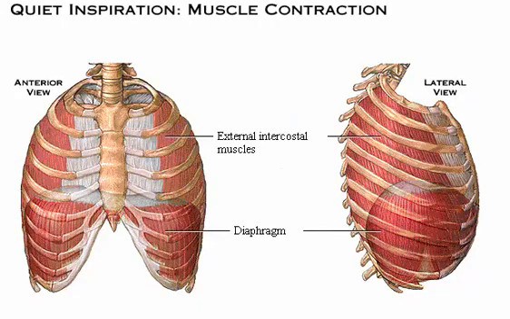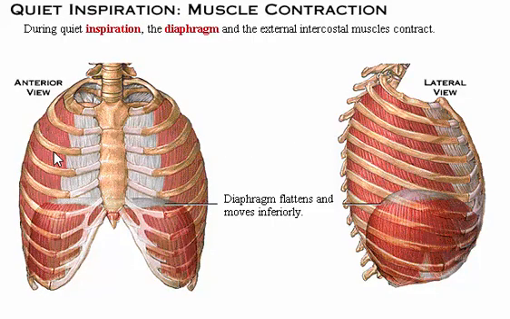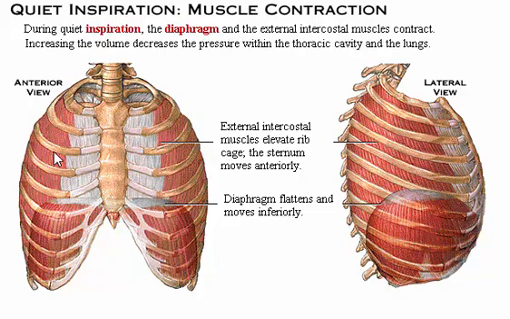The volume of the thoracic cavity is changed by muscle contraction and relaxation. Take a few seconds to notice the movements of your chest during your own quiet breathing. Notice how the diaphragm flattens and moves inferiorly, while the external intercostal muscles elevate the rib cage and move the sternum anteriorly. These actions enlarge the thoracic cavity in all dimensions. As we learned from Boyle's law, increasing the volume decreases the pressure within the thoracic cavity and the lungs. Click either illustration to repeat inspiration.